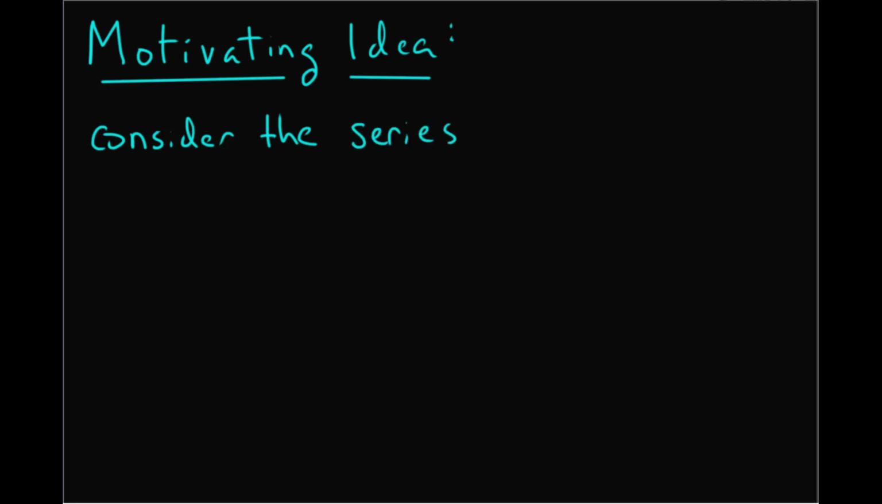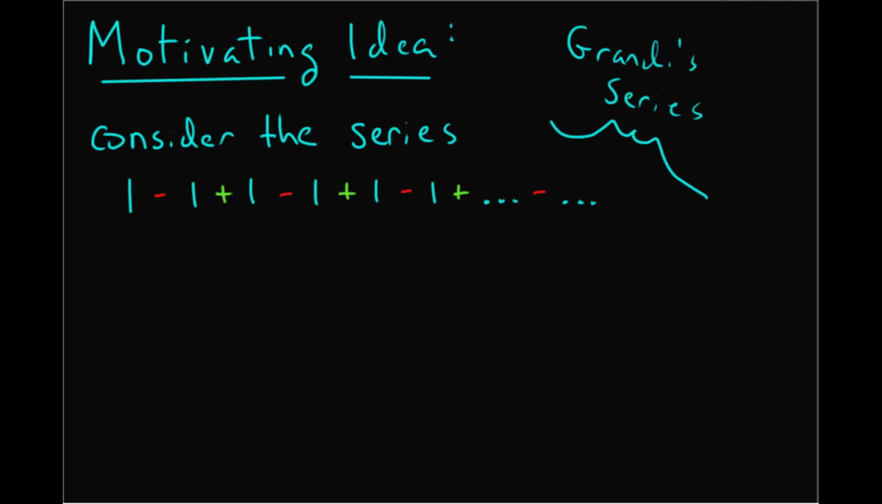So let's begin this discussion with a motivating idea. Let's consider the series 1 minus 1 plus 1 minus 1 plus 1 minus 1 plus 1, and so on. So this series actually has a name. It's known as Grandi's series. Grandi was the mathematician who first made the proposal about what this series should equal, which was carried forward by Euler. But before we get to that, let's not lose sight of the fact that this series diverges.